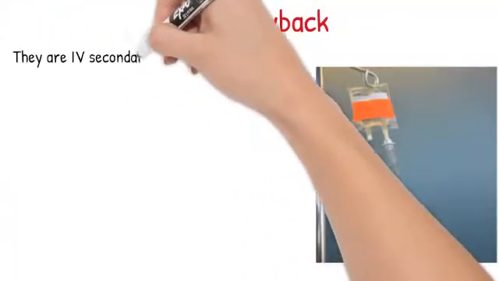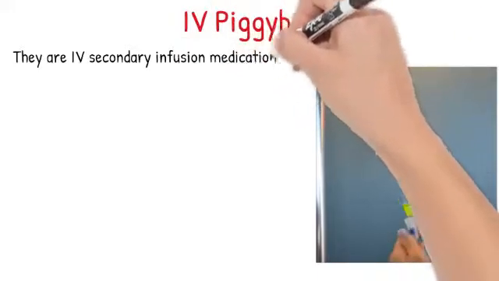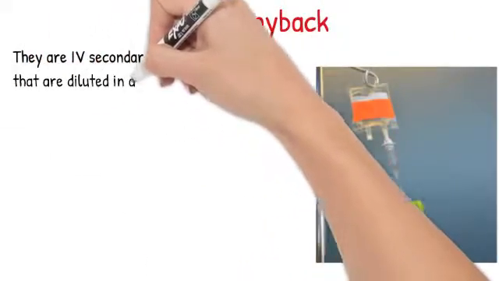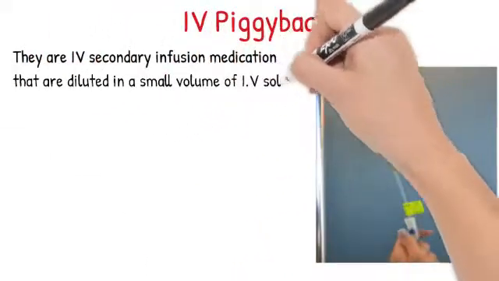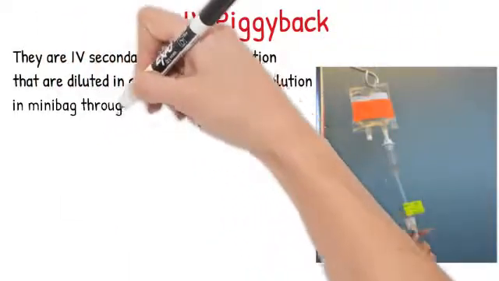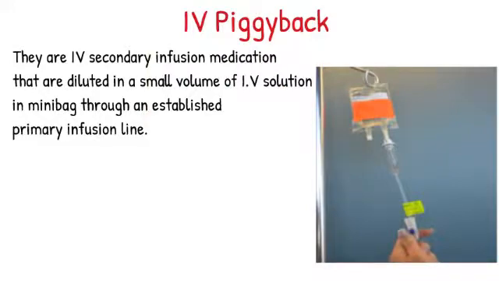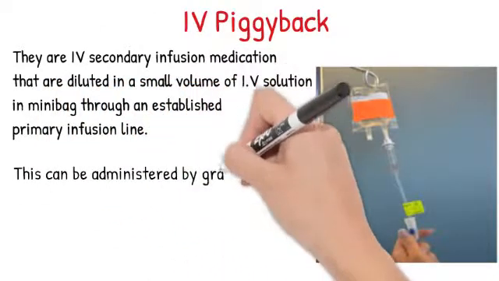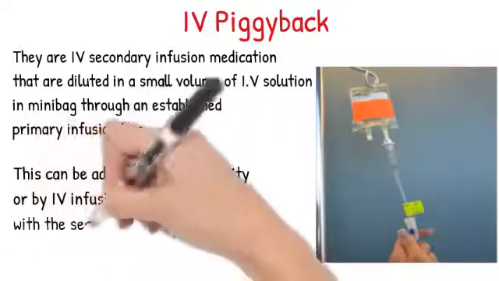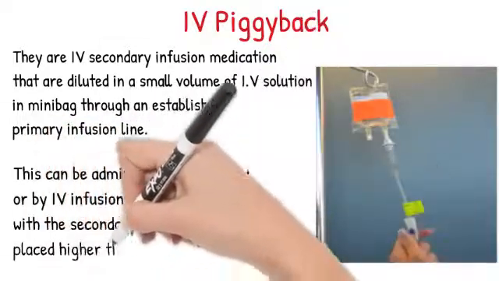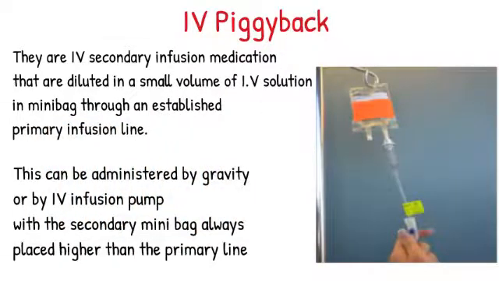IV piggyback. They are IV secondary infusion medications that are diluted in a small amount of IV solution in a mini bag. Through an established primary infusion line, this can be administered by gravity or by IV infusion pump, with the secondary mini bag always placed higher than the primary line.